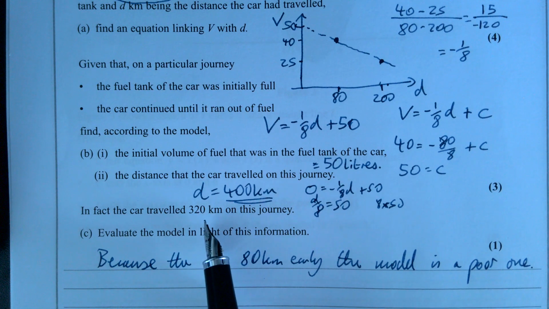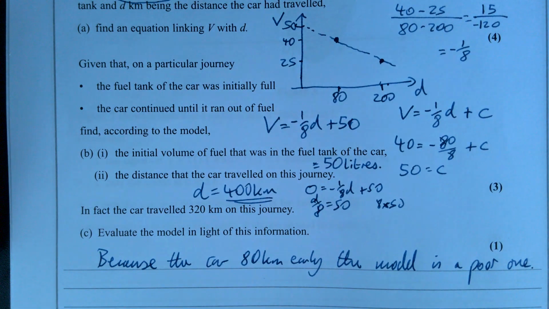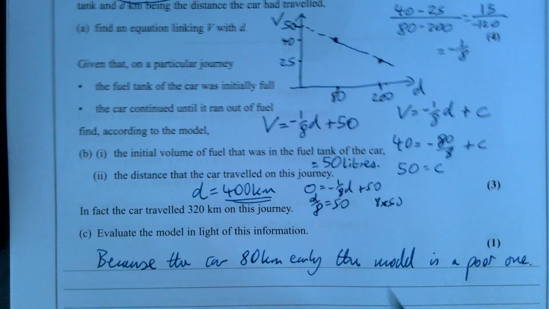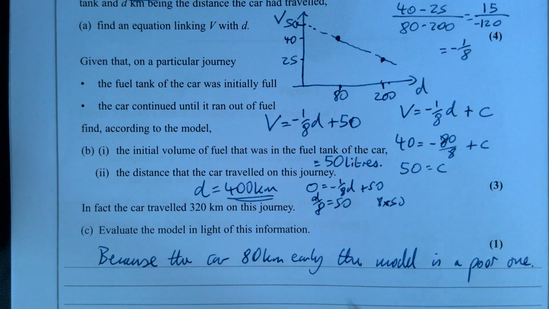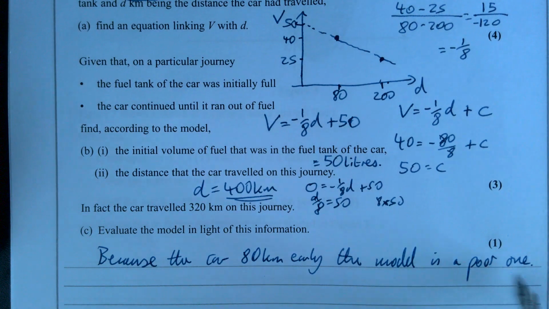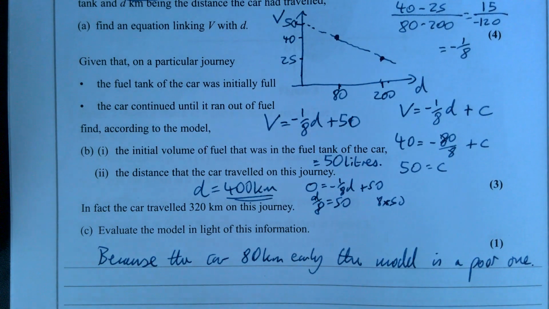In fact, it then says the car only travelled 320 kilometres on this journey, and I've seen lots of fairly good answers to this that don't get the mark. Lots of intelligent answers about how wrong the model is, but you need to say that the model is wrong, basically, or it's a bad model. So that's what I've got here. It's a poor model because the model is predicting it to be wrong. So yes, it's not a linear thing that's actually happening. All of those sorts of things are true, but you need to say the model is not good.